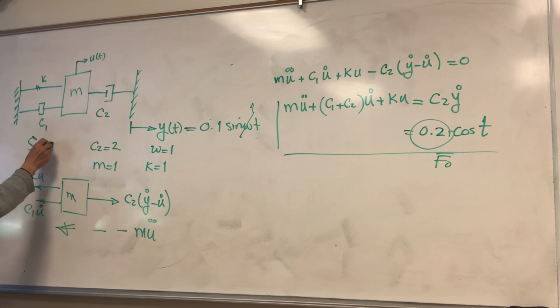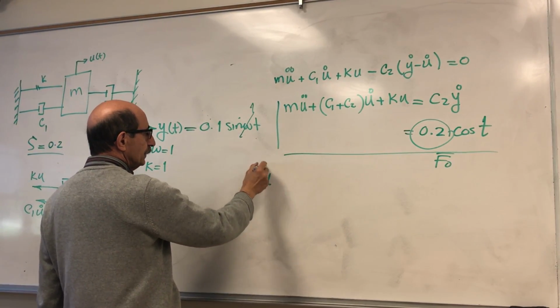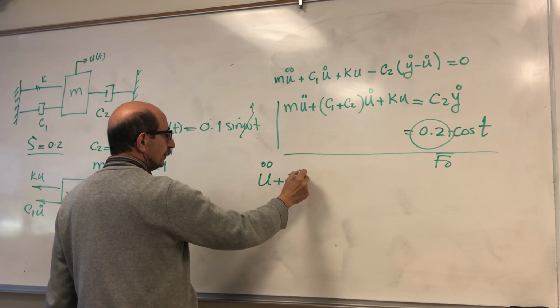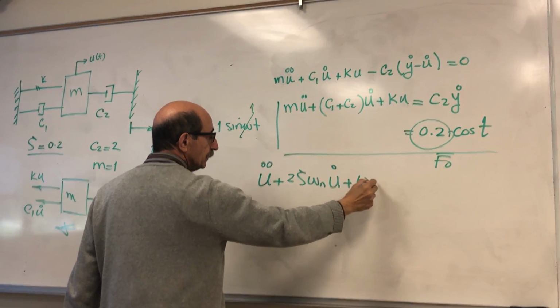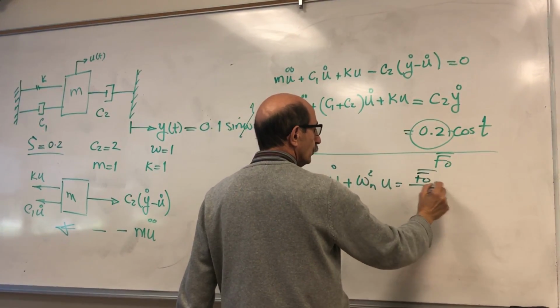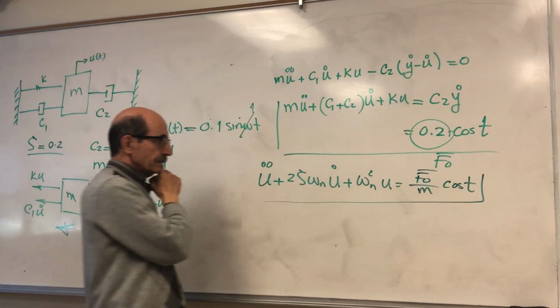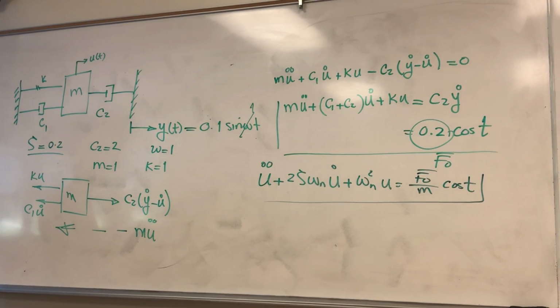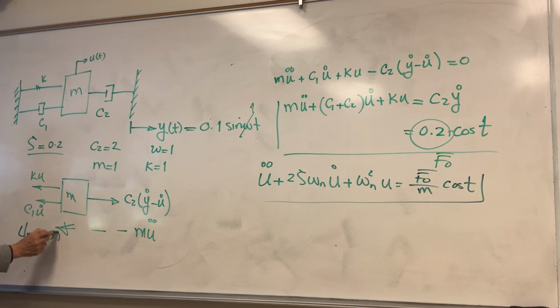as 0.2 or 20%. So since I don't have C1, but I have damping ratio, I'm going to rewrite this in the other alternative form. So you have 2 zeta omega n u dot plus omega n squared u is equal to f0 over m cosine of omega t. Okay, so you want to find the maximum displacement that this mass would experience. That is the question that the problem is asking.